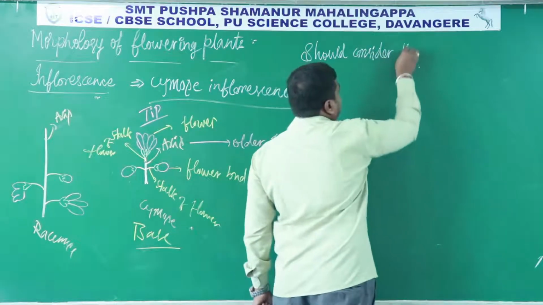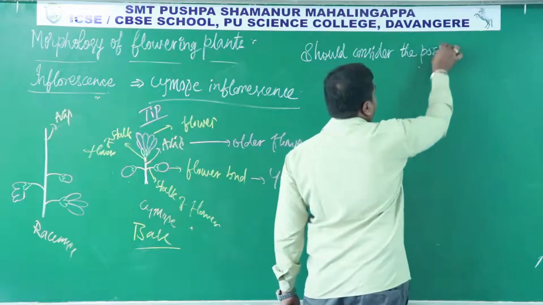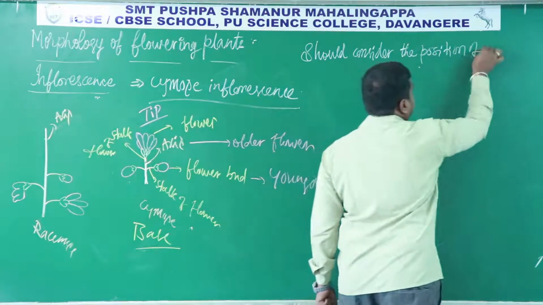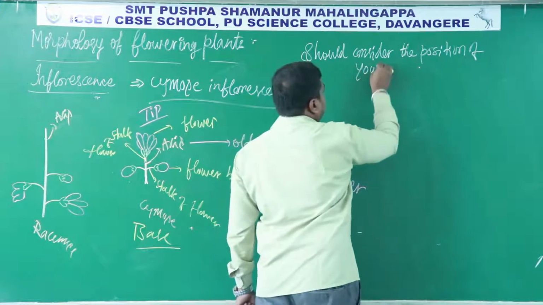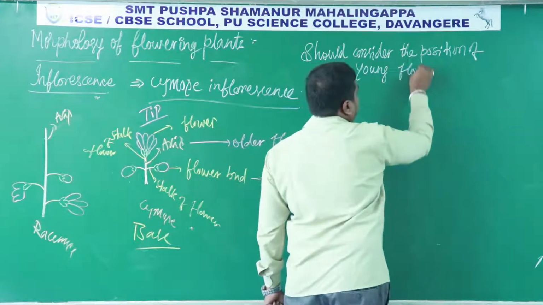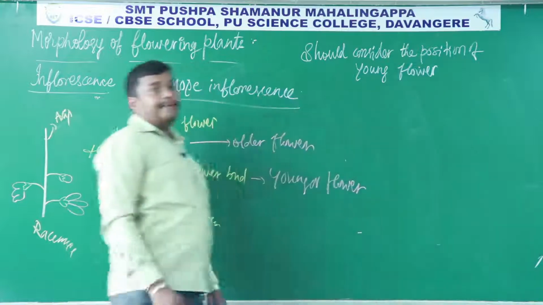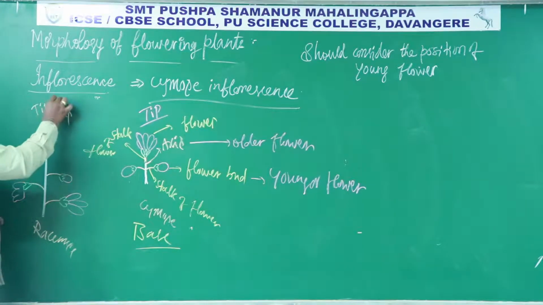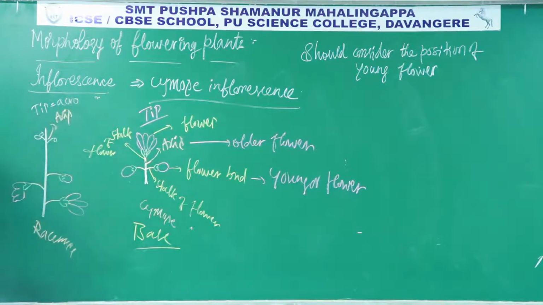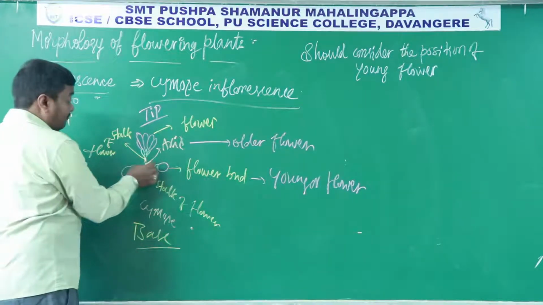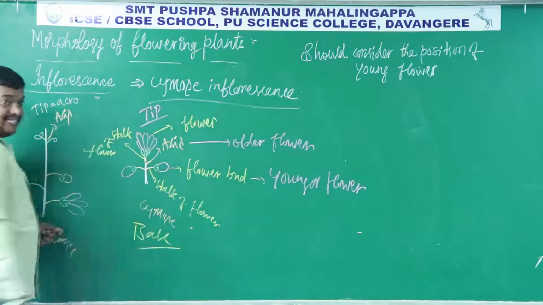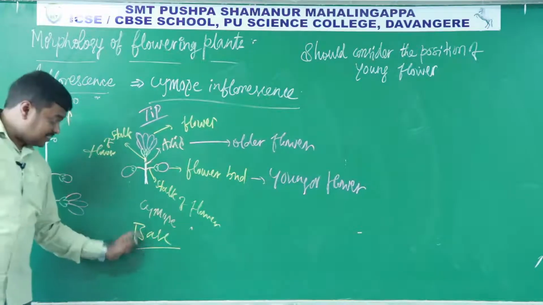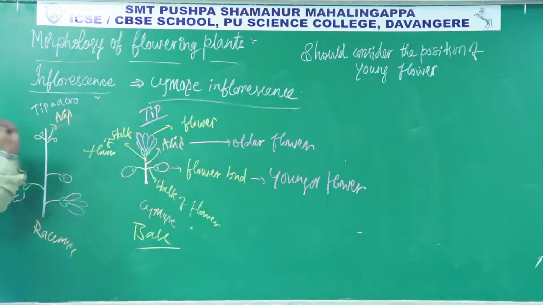Should consider the position of young flower. So young flower basal or tipal. In case of racemose we told that younger flowers are present at the tip, that is acropetal. But here older flowers, younger flowers are present towards the base. Such type of arrangement is called basipetal succession.